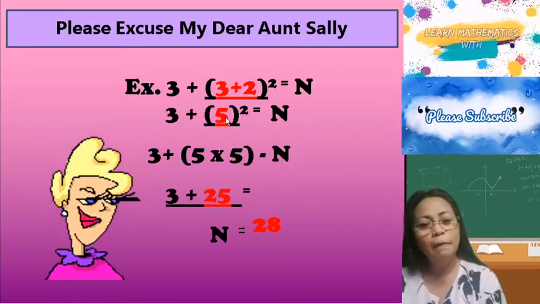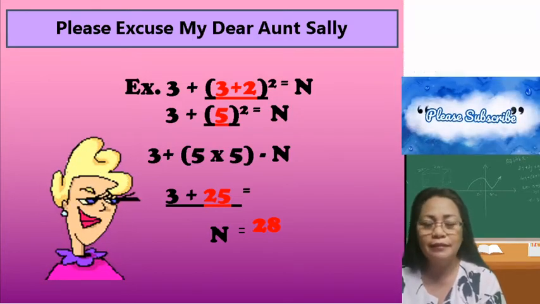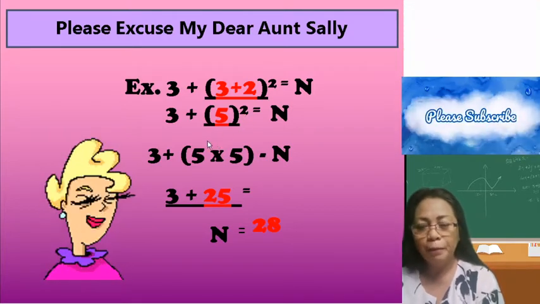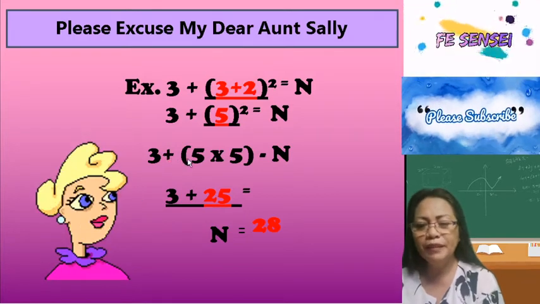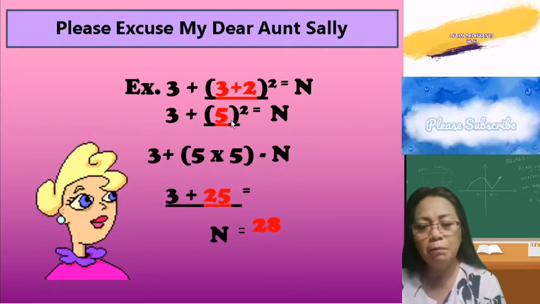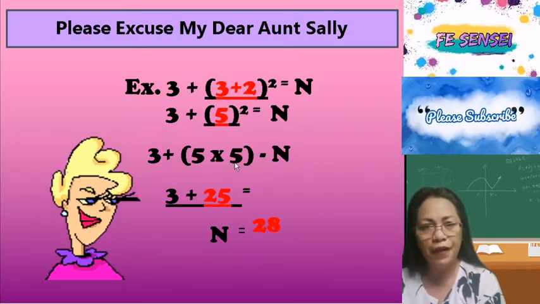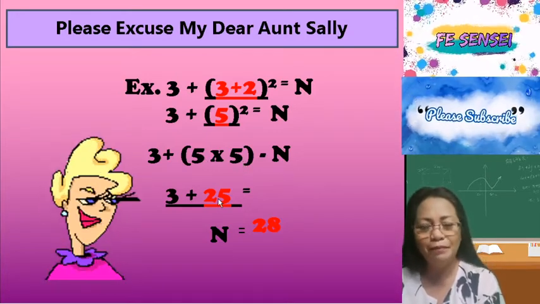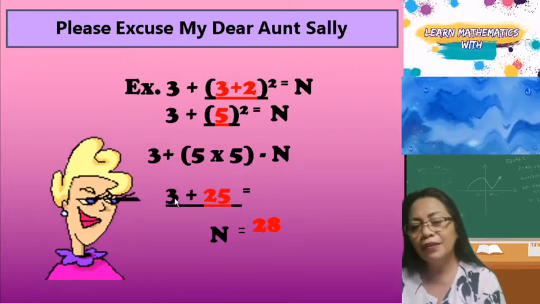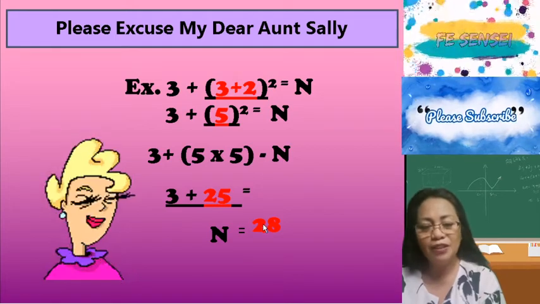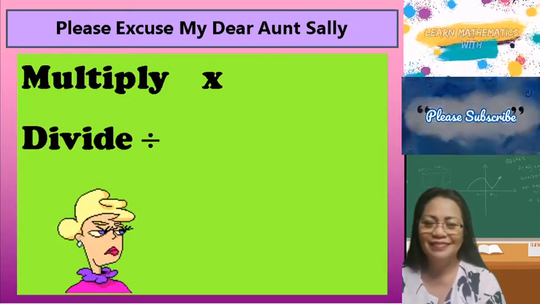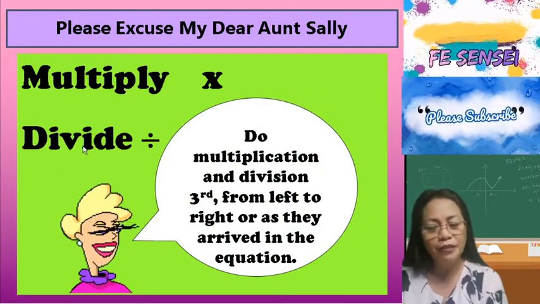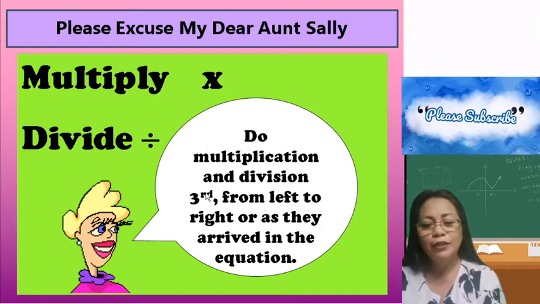Then, second, perform the exponent, which is raised to the second power. So copy 3 plus open parentheses 5 raised to the second power means 5 times 5, close parentheses. So 5 times 5 equals 25. 25 plus 3, or 3 plus 25, equals 28.